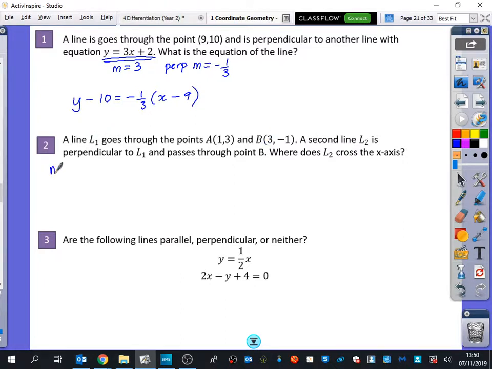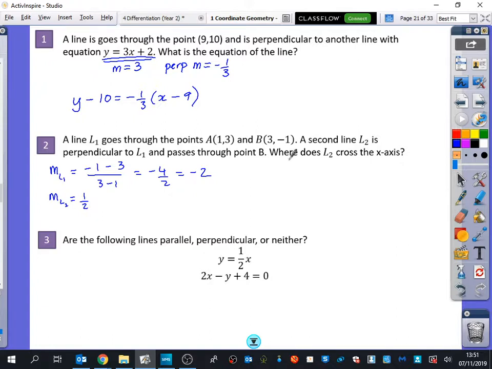The gradient of L1 will be the change in y, so minus 1 minus 3, over the change in x, which is 3 minus 1. So that's minus 4 over 2, which is minus 2. What does that mean the gradient of L2 is? A half. Good. Take the reciprocal and make it switch from being a negative to a positive.